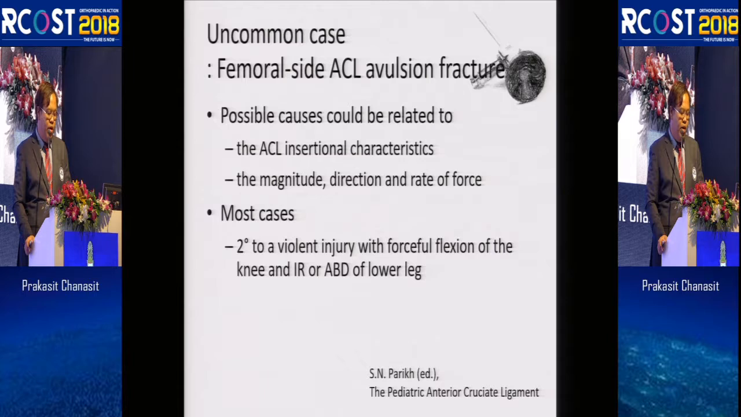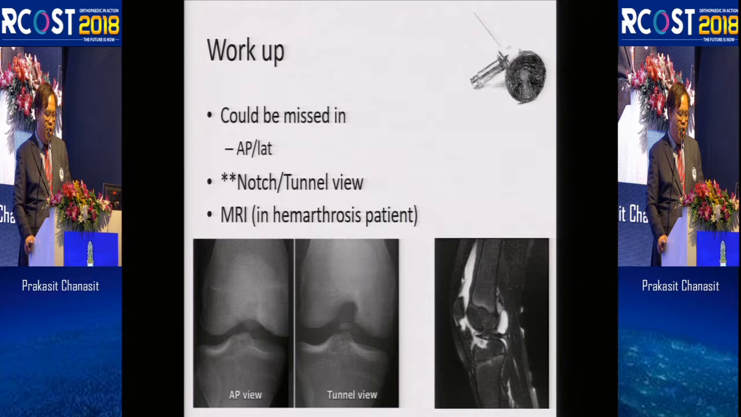We also have an uncommon case of femoral-side ACL avulsion fracture. The possible cause could be related to the ACL insertional characteristics, the magnitude, direction and rate of the force. Most cases are secondary to violent injury with forceful flexion of the knee and internal rotation or abduction of the lower leg. The workup could be missed on the AP and lateral, so the notch or tunnel view is suggested, or MRI in the hemarthrosis patient.